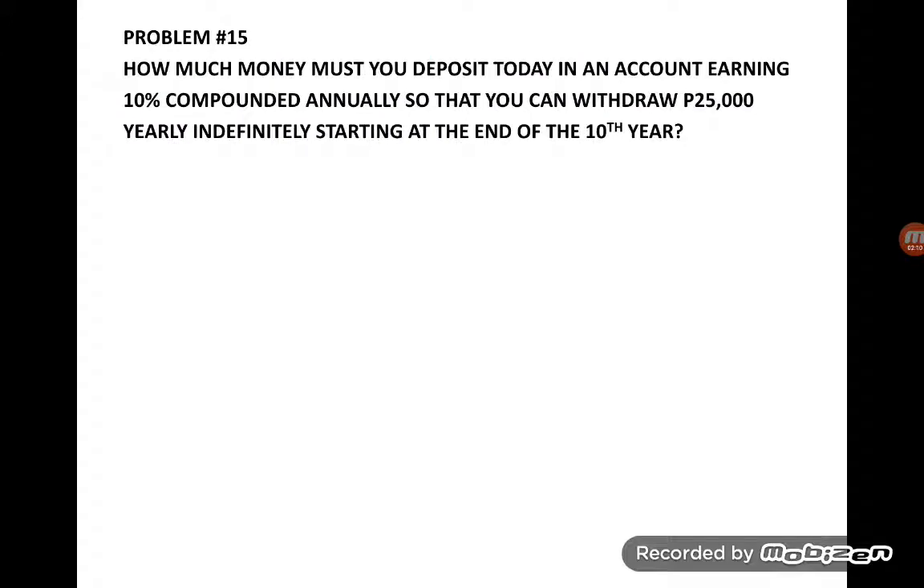Let us consider this problem. How much money must you deposit today in an account earning 10% compounded annually so that you can withdraw 25,000 yearly indefinitely starting at the end of the 10th year? So you plan to deposit money now, maybe you want to withdraw 25,000 yearly to be used by your son after 10 years.